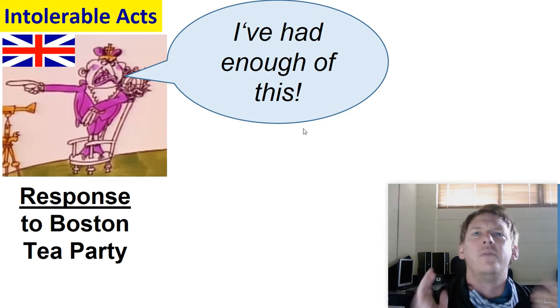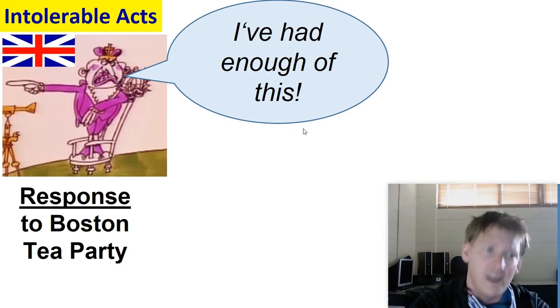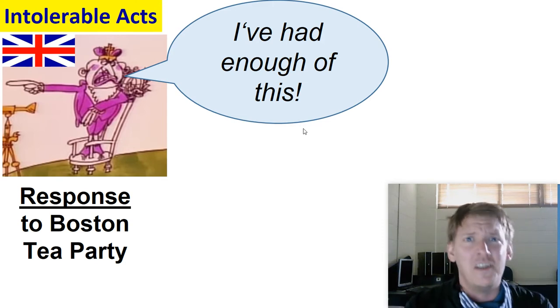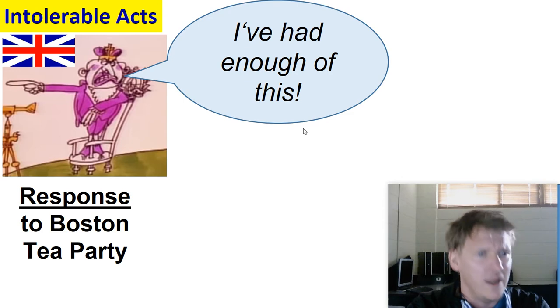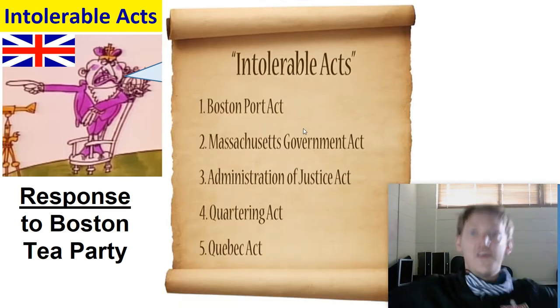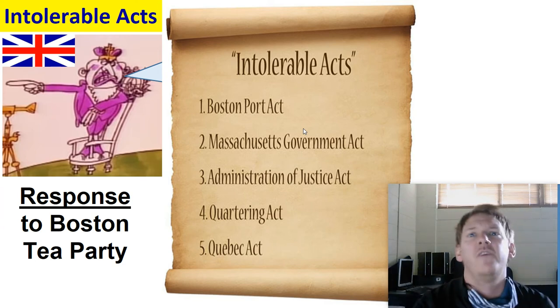Welcome to Unit 2, the American Revolution. I've had enough of this. So the colonists said enough is enough. Now the king's saying enough is enough. Well, can both sides say enough's enough? How does that work? Anyway, so he will now respond to the Boston Tea Party and the British government with the Intolerable Acts. A bunch of stuff in here.